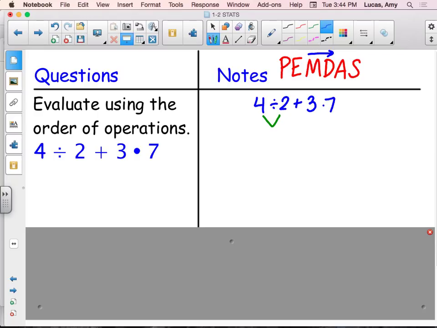4 divided by 2 is 2, and then I keep the rest of my problem. Now, staying with that multiplying or dividing, my next step needs to be to multiply. 3 times 7 is 21. 2 plus 21 gives us our final answer, 23.